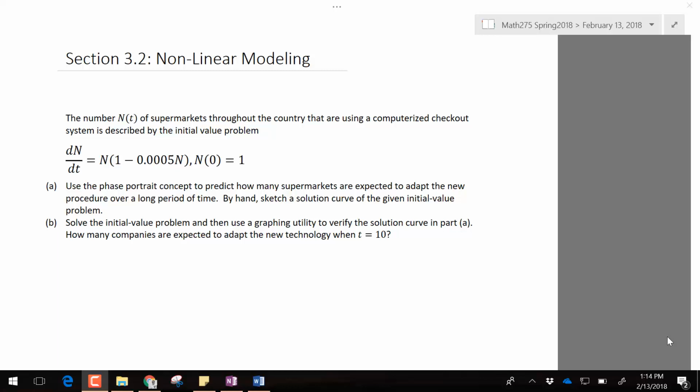All right, so let's take a look at this problem. We have n denotes the number of supermarkets that use some computerized checkout system. And then here's a differential equation that we have. It is an autonomous differential equation. What does autonomous mean? The dependent variables are on the right-hand side, and there are no independent variables there. So that's what's called an autonomous differential equation.